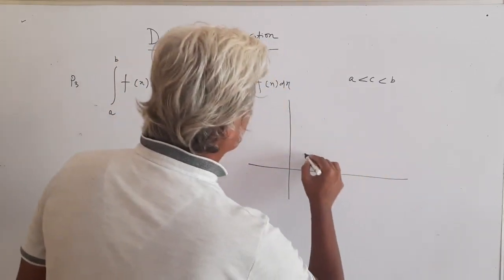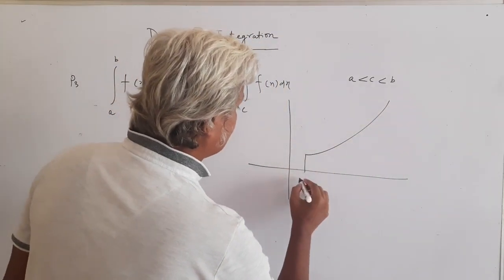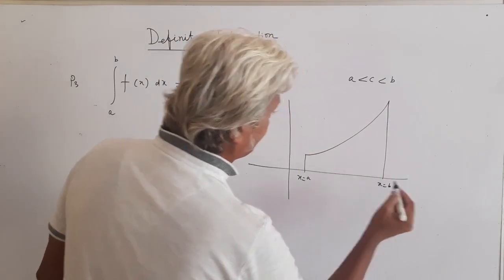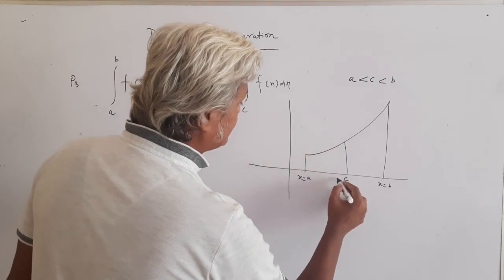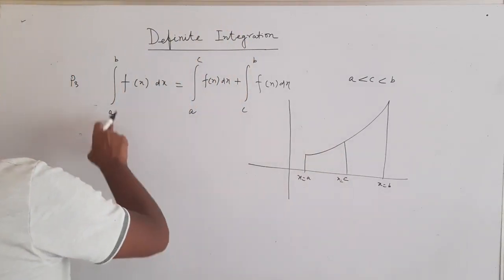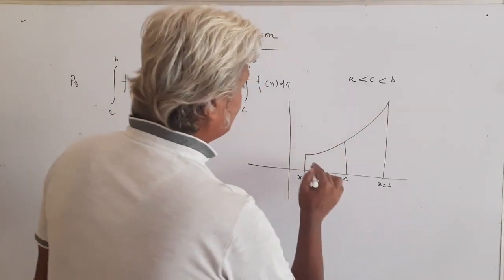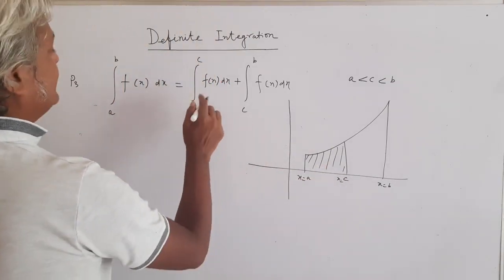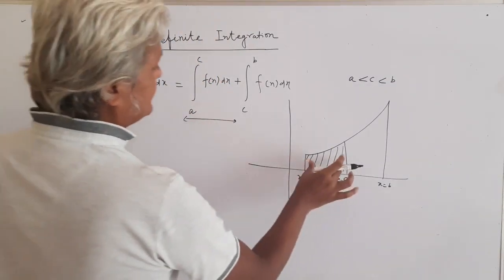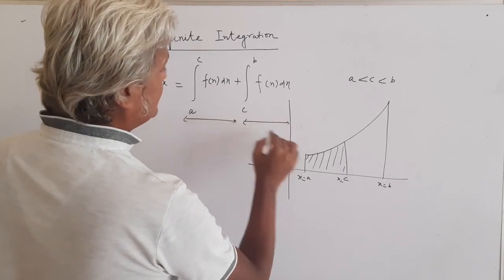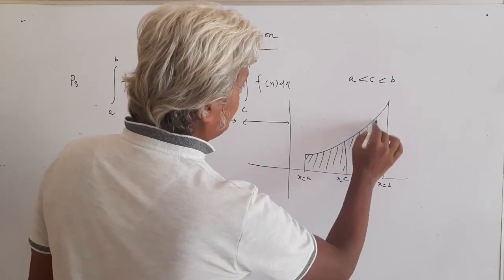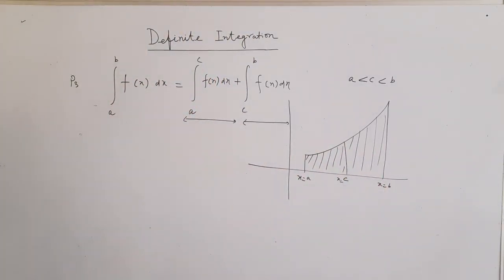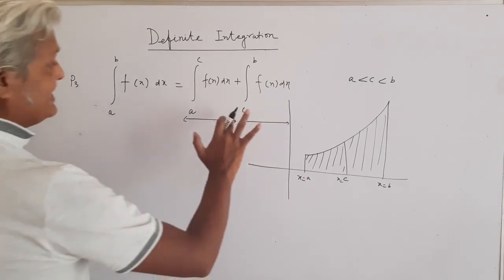When you have a function like this, this is x equals a, this is x equals b, and there is a point c in between these two, x equals c. Then the integration of a to b f(x) dx is the whole part. This part, a to c integration f(x) dx, gives you this area, and this part gives you this area. The sum of the areas of these two is given by the whole function.